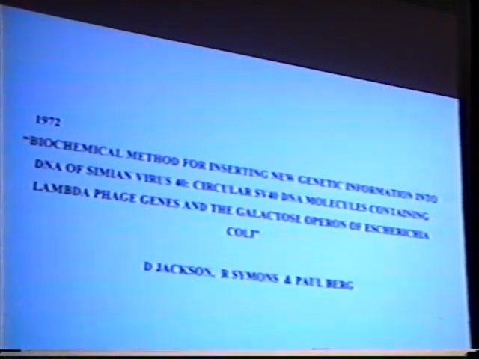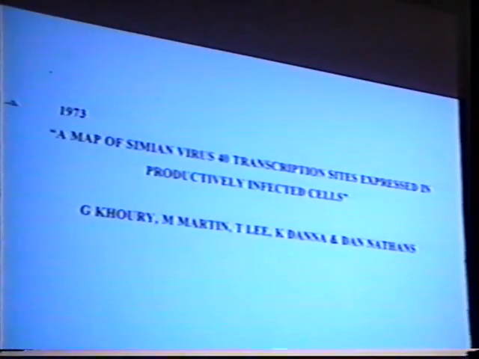And the other one was the first example of the use of restriction endonucleases to map patterns of gene expression. And this one, a year later in 1973, was entitled A Map of Simian Virus 40 Transcription Sites expressed in productively infected cells by George Khoury, Mal Martin, Lee Danner, and Dan Nathans, who also obtained a Nobel Prize for this.